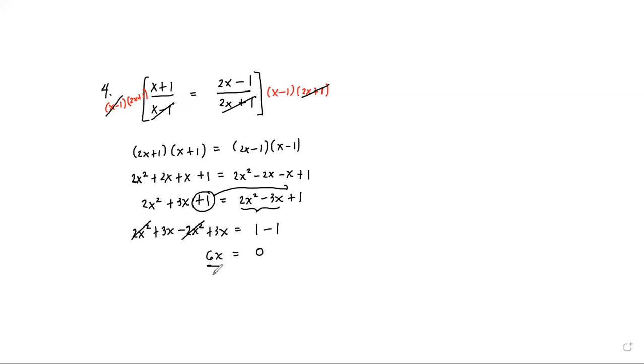So solving for x here, if we divide both sides by 6, 6 will cancel out at the left side. So the left side becomes x. And then 0 divided by 6 is equal to 0.